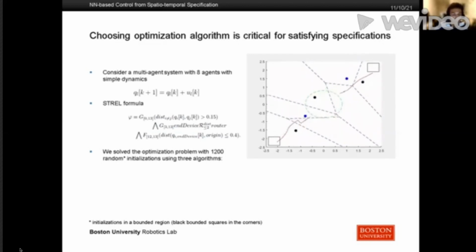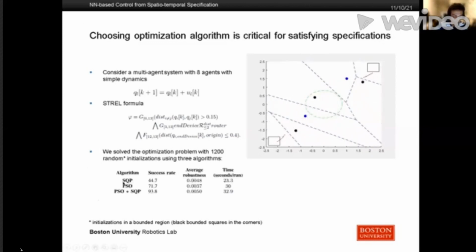We solved this problem with 1,200 random initializations from these boxes. What we saw is that the gradient-based method, sequential quadratic programming, had a low success rate, below 50%. They converge to local minima, and such local minima can have negative robustness, and that's why we have a low success rate. Particle swarm optimization, which is a heuristic algorithm, achieved higher success, but the robustness was a little bit lower. When we combine PSO and SQP, which is a heuristic plus a gradient-based algorithm, we get a high success rate, which is very good, and also high robustness. However, this comes at a small cost of time.